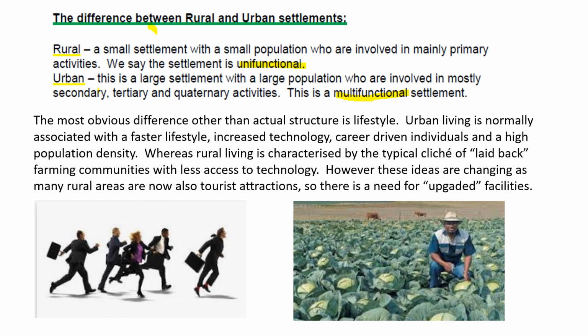Another obvious difference, other than the structure and infrastructure and so on, is lifestyle. Urban living is associated with a faster lifestyle, a lot of technology, people are chasing their careers, there's high population density, lots of people living in one place, and rural living is characterized a lot more by more laid-back farming communities, close-knit communities, less technology and so on. Although even some of these ideas are changing because a lot of rural areas are now becoming tourist attractions as well. So there have to be things like running water, electricity, and of course, Wi-Fi.